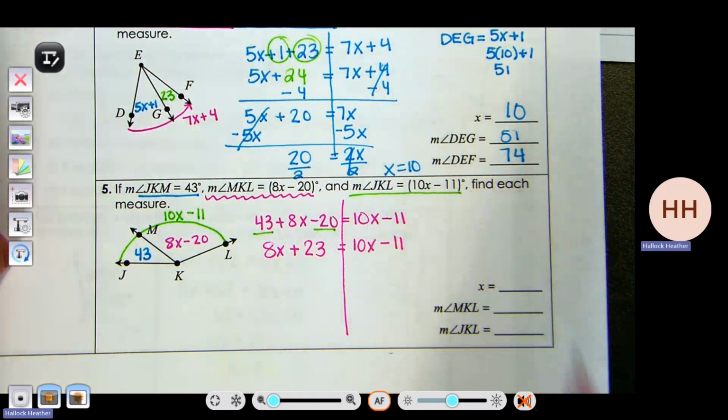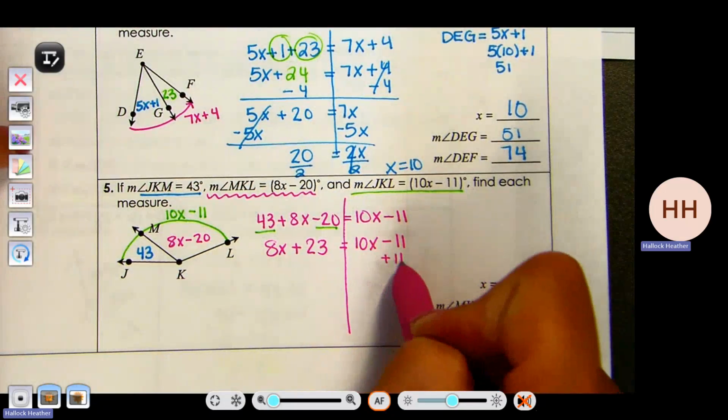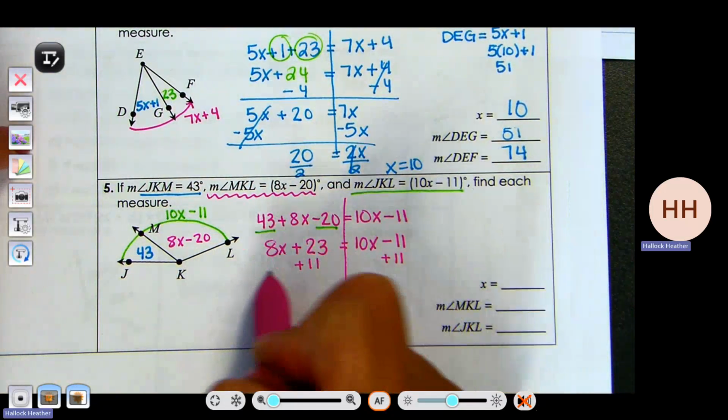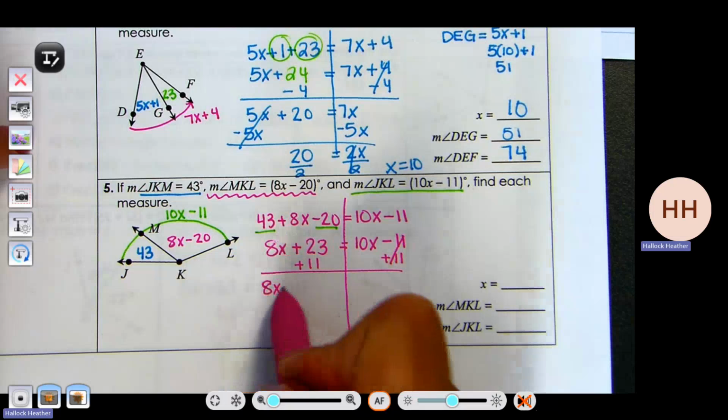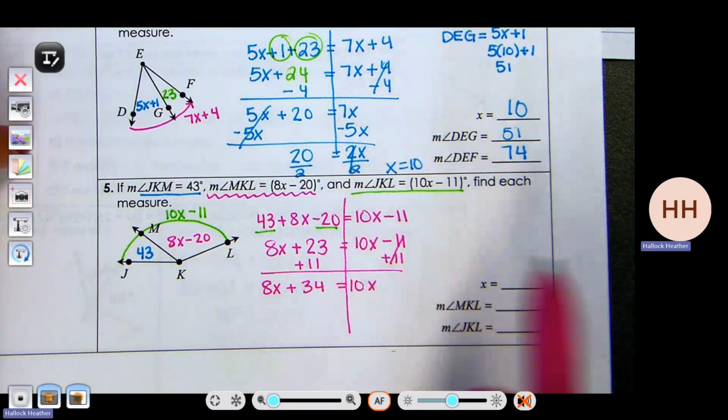And then you get to choose, you get to move the numbers. Either 11 or 23's got to go. 11 because it's negative. Let's get rid of the negative. So I'm going to add 11. Numbers go with numbers. So I have 8x plus 34 equals 10x.